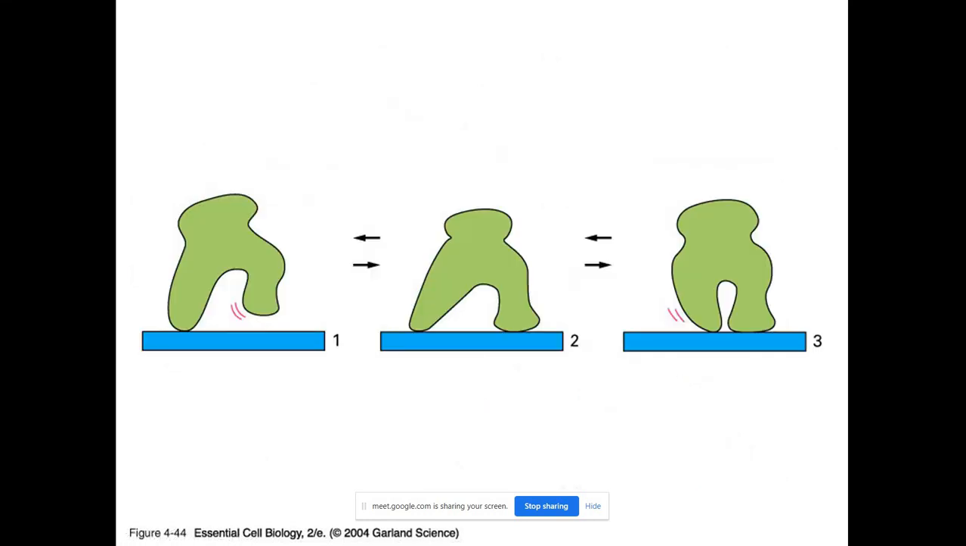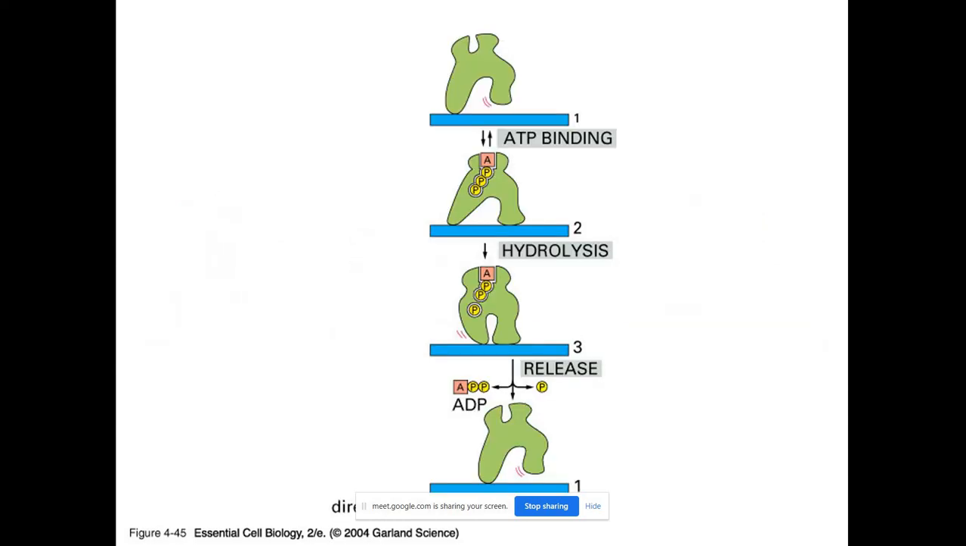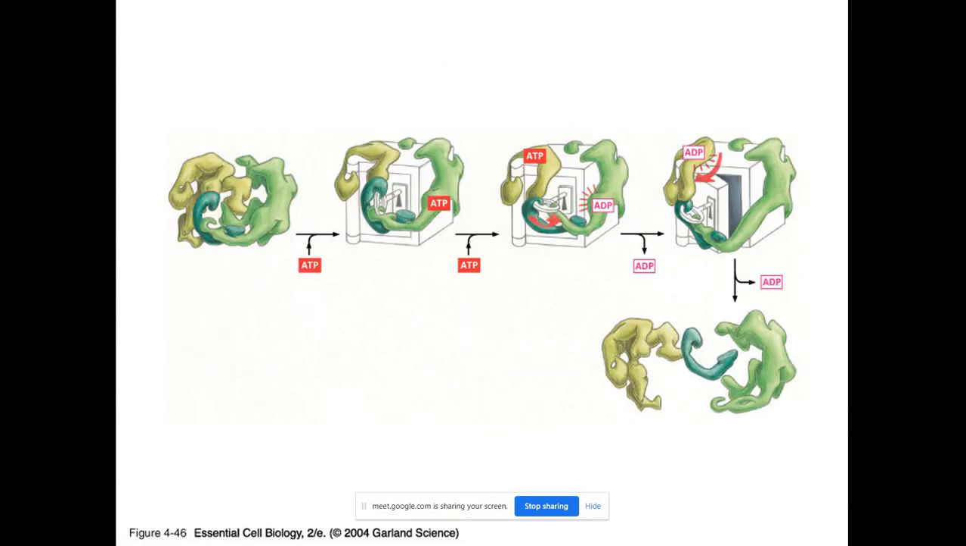In this figure you can also see the different conformational changes in the protein, 1, 2 and 3. When ATP binds, it changes the structure. There is ATP hydrolysis in the second step, and then there is the release of the phosphate group. You can see the different conformation changes in the same protein. These are the different stages.